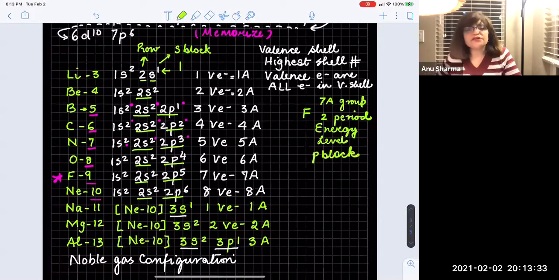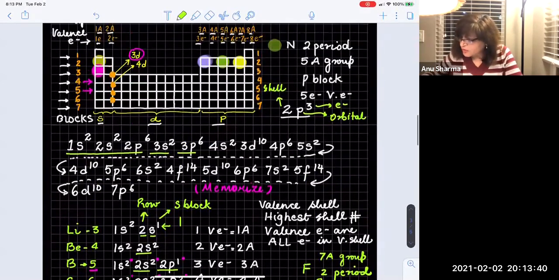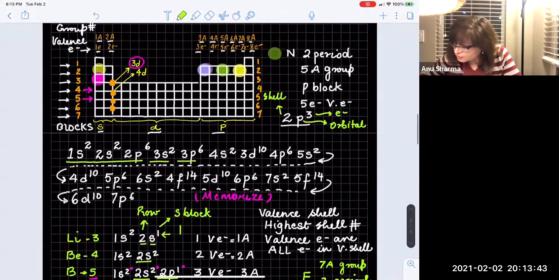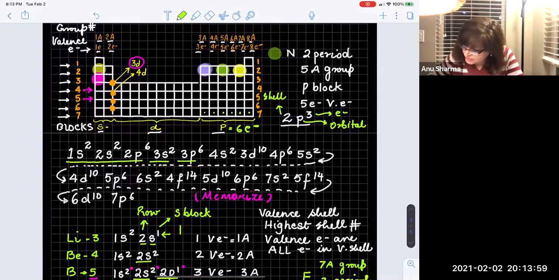Now, here's another thing. P block, if you look at the columns that are present in P block, there are 1, 2, 3, 4, 5, and 6 columns. P can hold a maximum of 6 electrons, so as a result, 6 columns. S can hold a maximum of 2 electrons, so 2 columns. D can hold a maximum of 10 electrons, so therefore, there are 10 columns. Look at this, 1, 2, 3, 4, 5, 6, 7, 8, 9, and 10. You see that? So this is one thing about the periodic table.